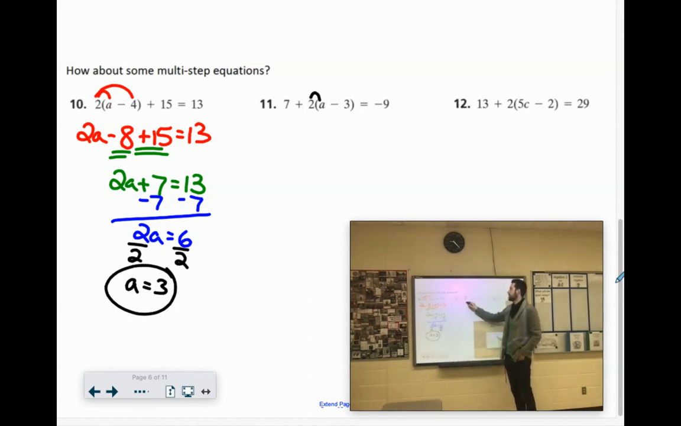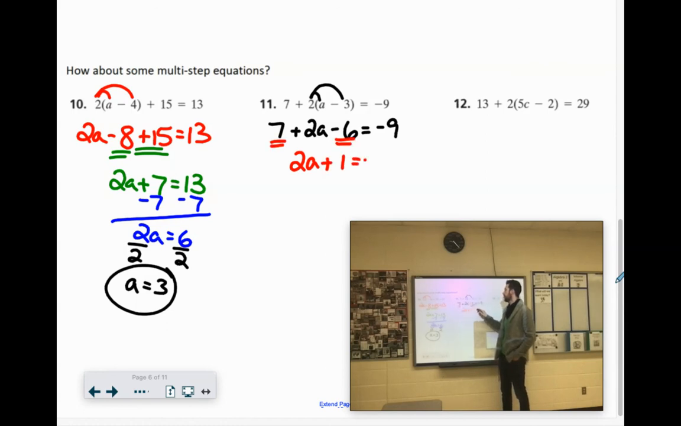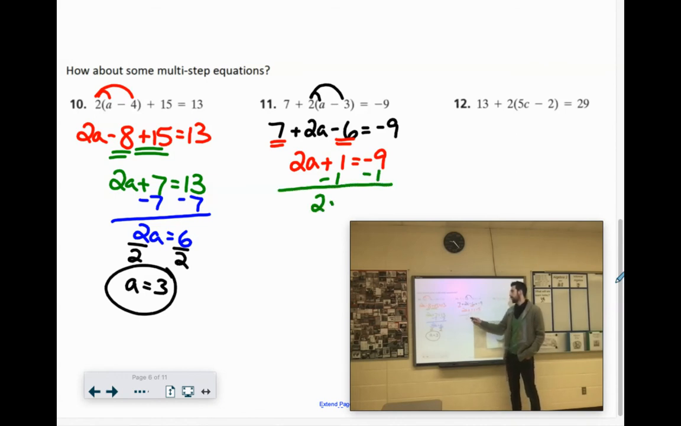Distribute: 2 times a is 2a. 2 times 3 is 6. So we'll also bring down our other stuff, the 7, the negative 9. And combine our like terms. 2a, I could do 7 minus 6 is 1. How do we get rid of plus 1? By subtracting 1. 2a equals negative 10. And we'll divide by 2, and then we're done. Negative 10 divided by 2 is negative 5.